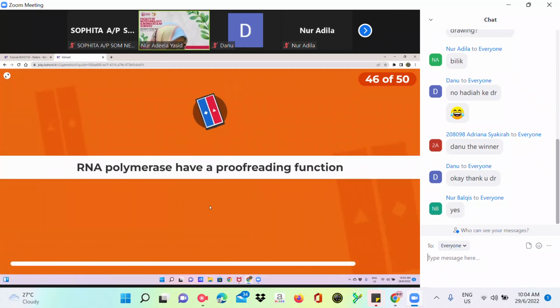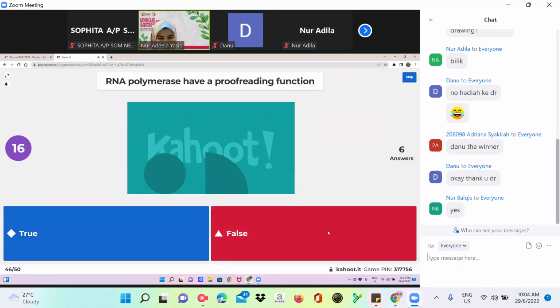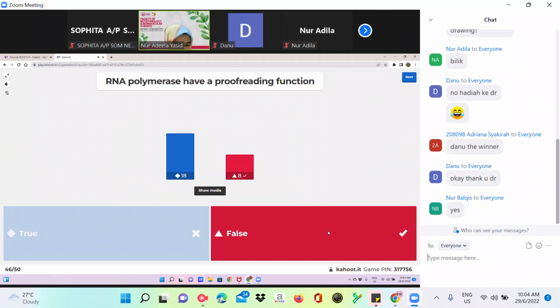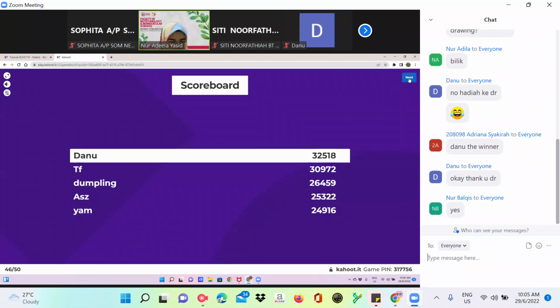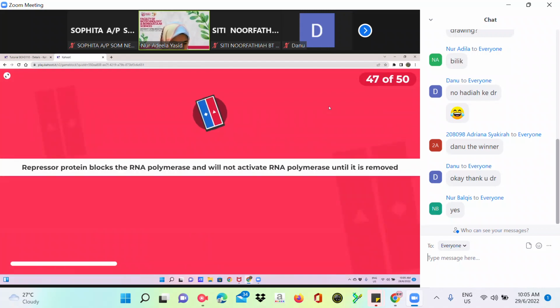All right, another 4 questions. So true or false? Proofreading function. So the answer is false. Why is it false? Only transcribe. Sorry? Dia transcribe je kan. Yeah, so there is another enzyme, DNA polymerase, the one that has proofreading function. Not RNA polymerase, okay? Okay, the last 3 questions.